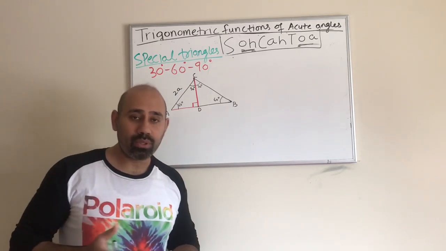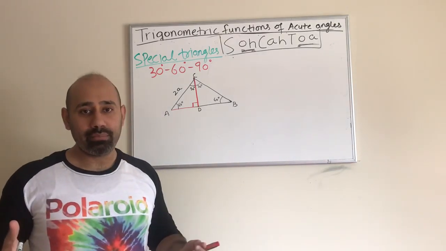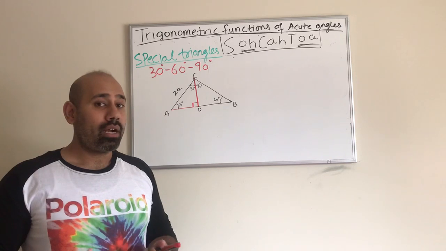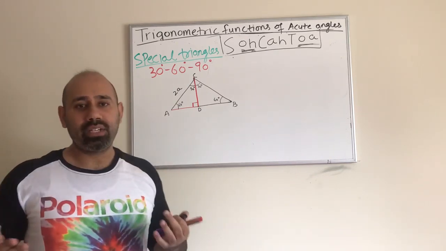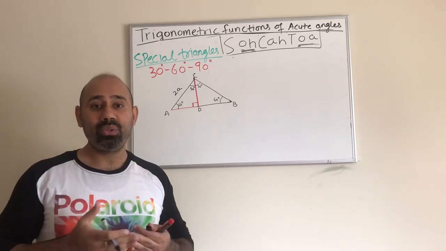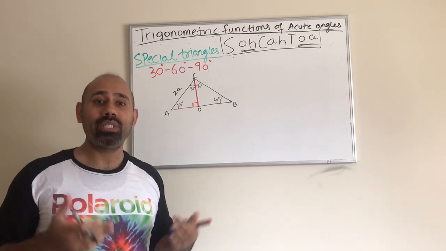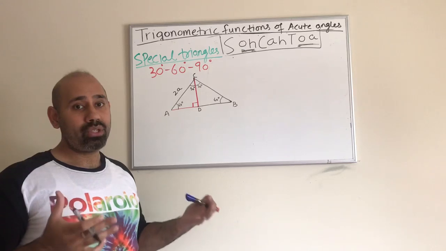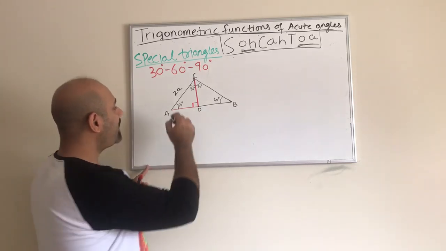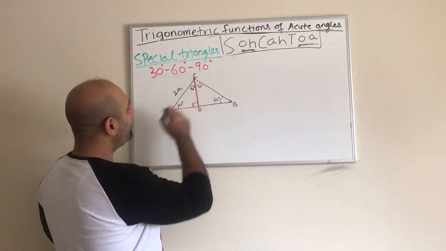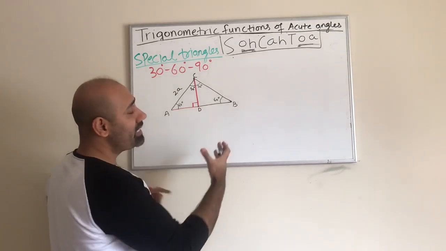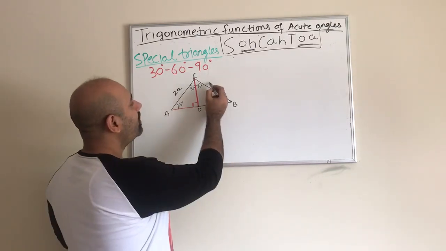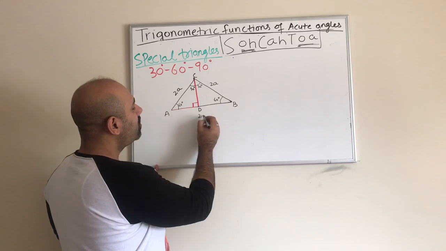Sometimes textbooks or people like to just use any variable, a, b, c. I'm using 2a just for convenience purposes. You are free to choose any variable that you like. You want to use a, that's fine, you can use a, but for convenience I'm using twice a. So if we say that the length of this side AC is 2a, then because this is an equilateral triangle, the length of each of these sides is going to be 2 times a.